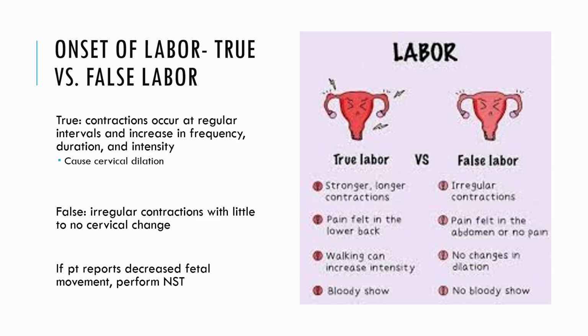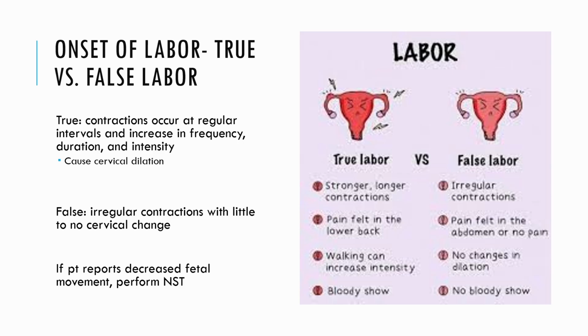Okay, so that was our 5 P's. Now we need to figure out how we know if a patient is in true labor or false labor. True labor means that contractions are occurring at regular intervals and they increase in frequency, duration, and intensity, and it causes cervical dilation. Okay, so true labor, yes, we're definitely in labor.